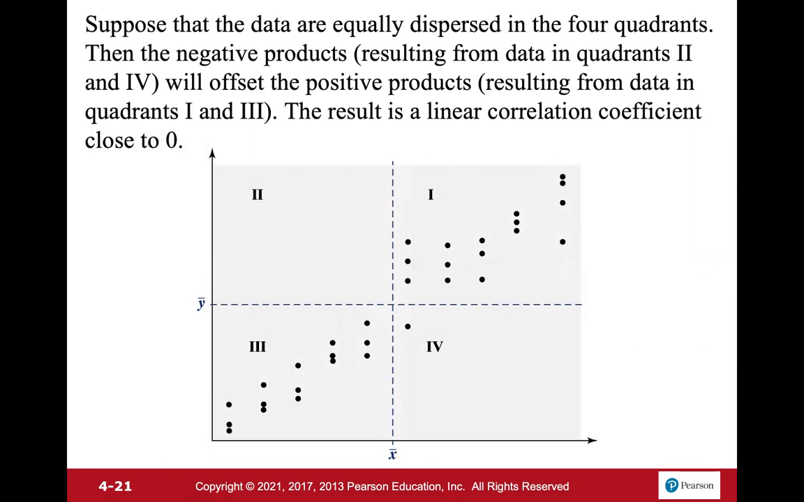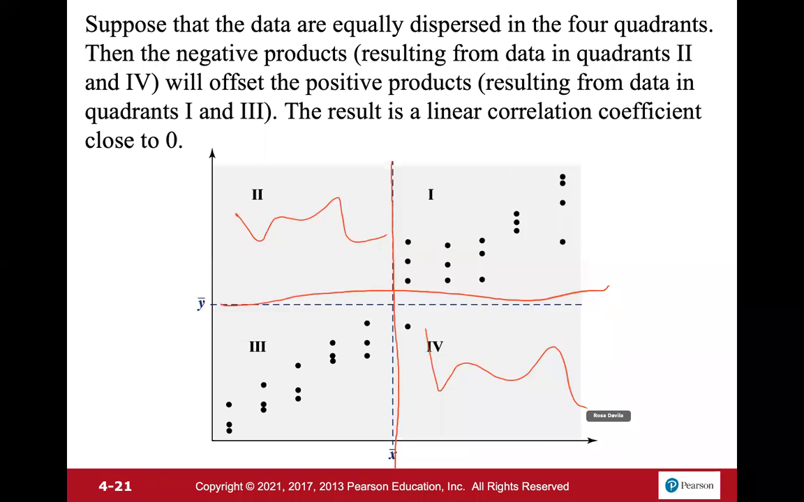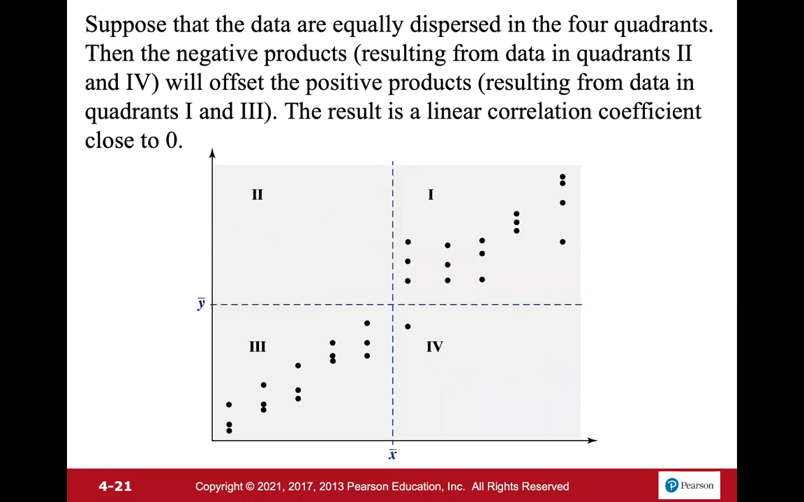All right, suppose the data are equally dispersed in the four quadrants. The negative products resulting from the data in quadrants 2 and 4 will offset the positive products resulting from data in quadrants 1 and 3. So the result is a linear correlation coefficient close to 0. All they're saying is that, looking at this data set right here, they'll offset each other. If we had some values over here, some values over here, showing no correlation, things could mess up this data set if they aren't read properly. It's still holding that positive and negative value here and there.